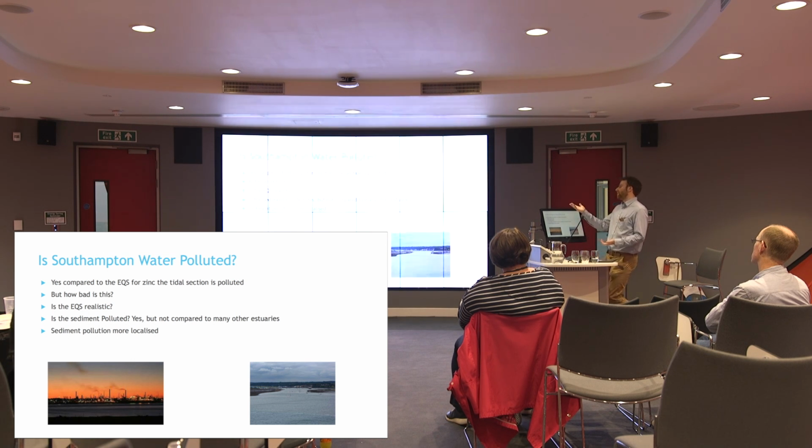And also, if we look at the sediments, then yes, they're within the two standards, so technically they are polluted. But once again, the pollution levels aren't as high as some estuaries, so the levels we're looking at probably aren't going to cause too many issues. But where we do have those high levels, it's generally more localised to small areas within the Hamble and Southampton Water.